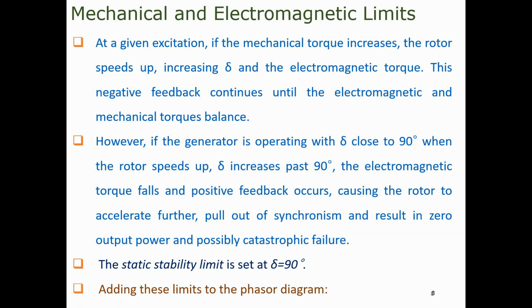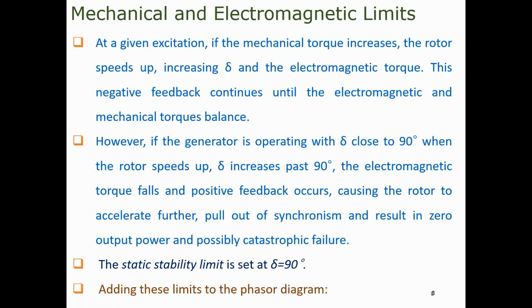However, if the generator is operating at a load angle delta close to 90 degrees, and in this situation the rotor speeds up, then delta increases and passes 90 degrees. The electromagnetic torque falls and now positive feedback occurs, which will cause the rotor to accelerate further. This further acceleration may lead to loss of synchronism, also called pull out of synchronism, which will result in zero output power and possibly catastrophic failure. So this is called the electromagnetic limit.